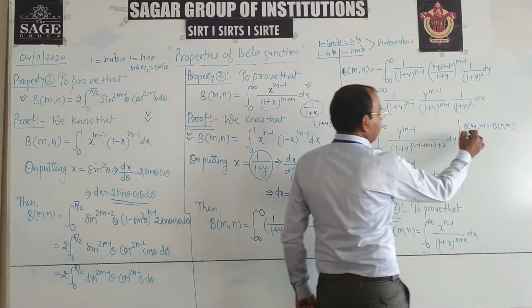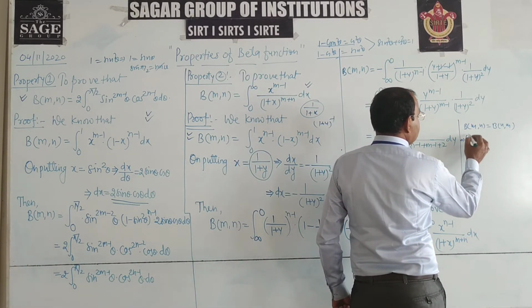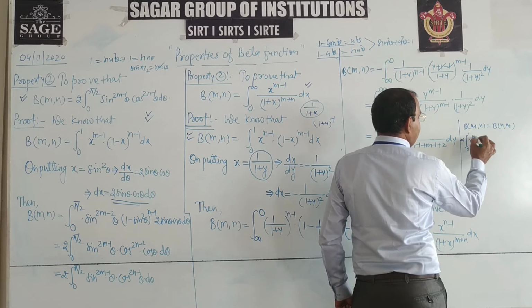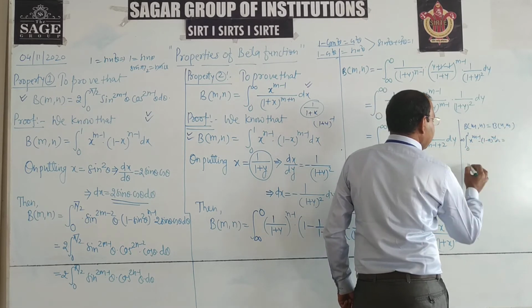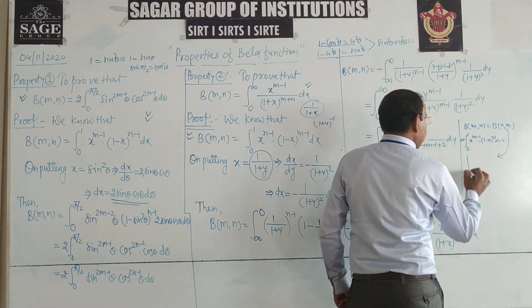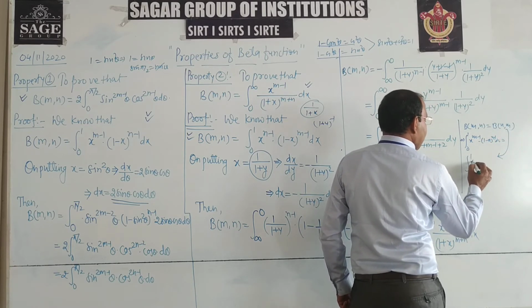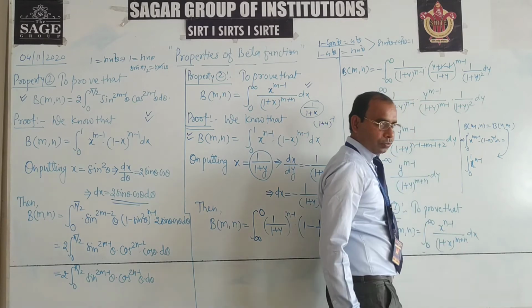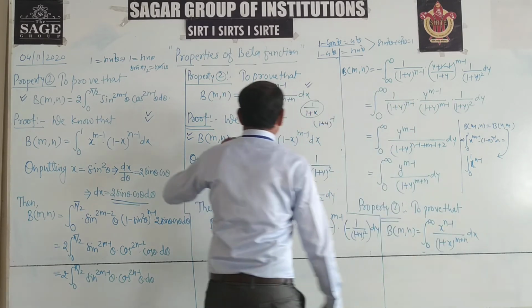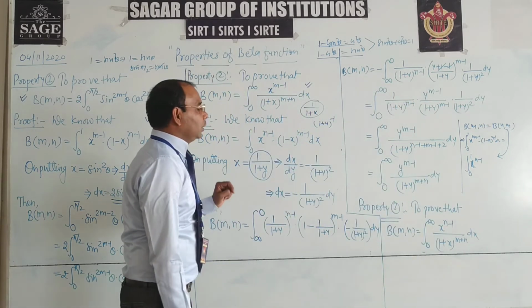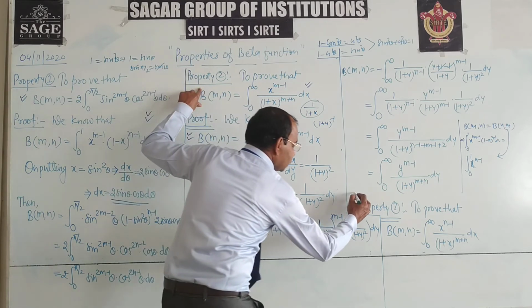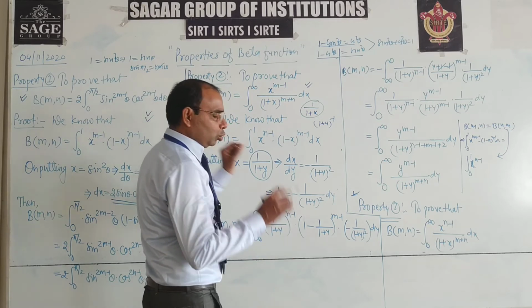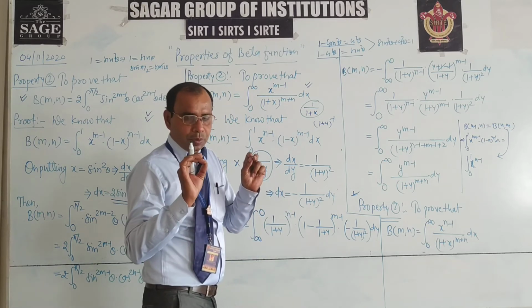So beta mn equals the integration from 0 to 1 of x to the power n minus 1 and 1 minus x to the power n minus 1 here. And beta mn equals the integration from 0 to 1 of x to the power n minus 1. So there are two properties of beta function. First is this and second is this. Both are the same.